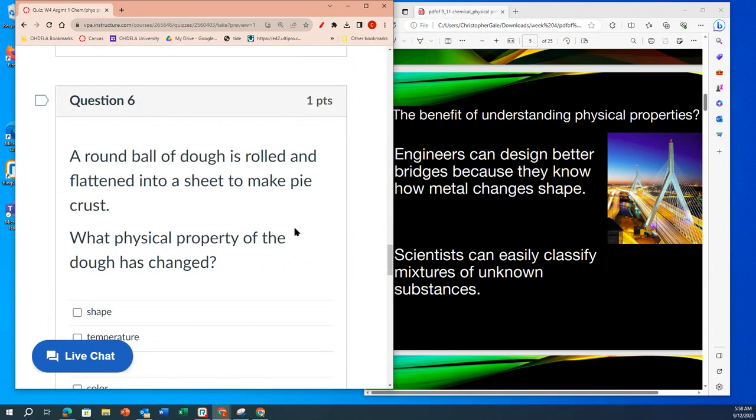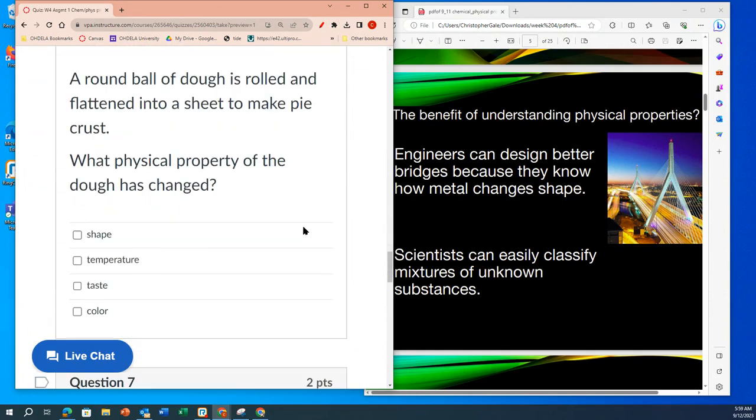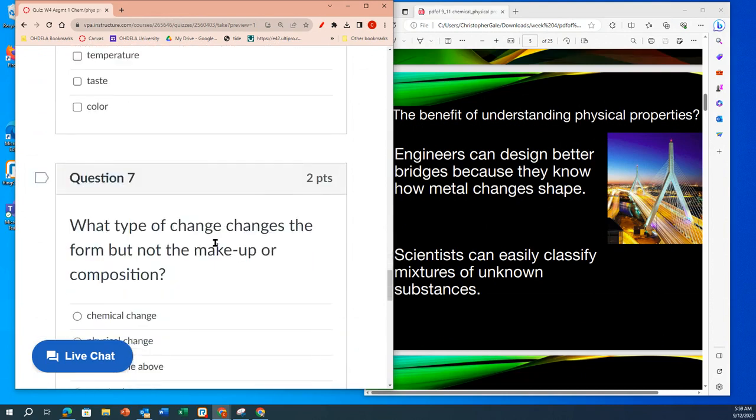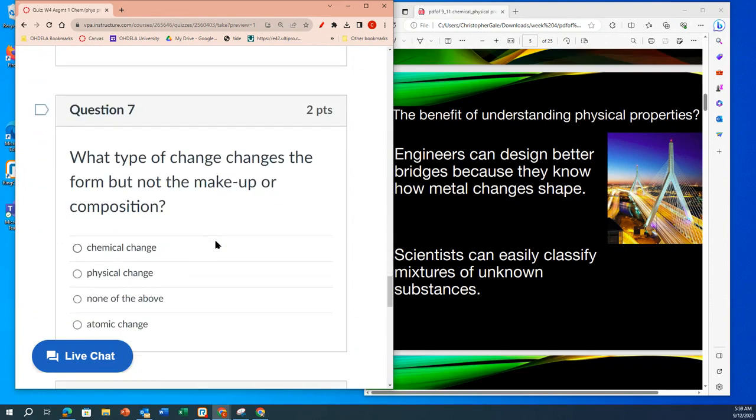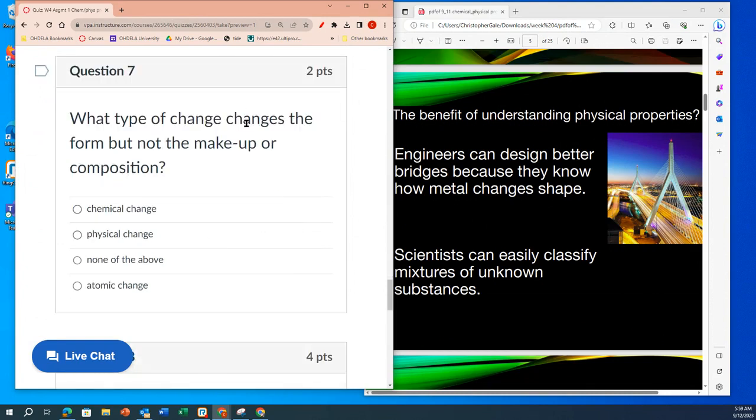Number 6. A round ball of dough is rolled and flattened into a sheet to make a pie crust. What physical property of the dough has changed? Its shape, right? We've basically changed the shape here. This type of change alters the form but not the makeup or composition. That's a physical change.